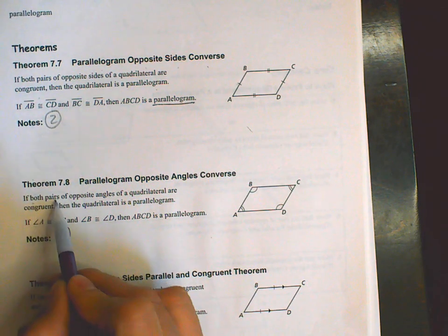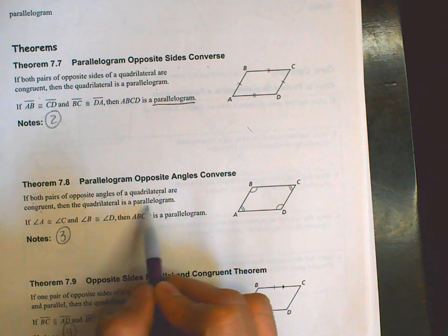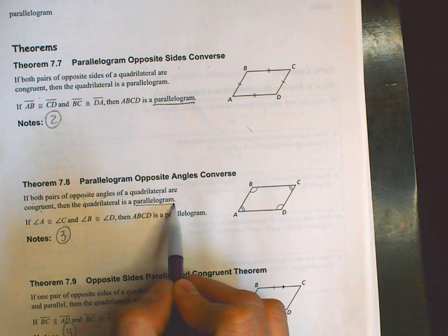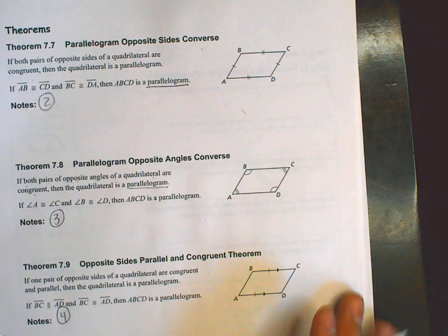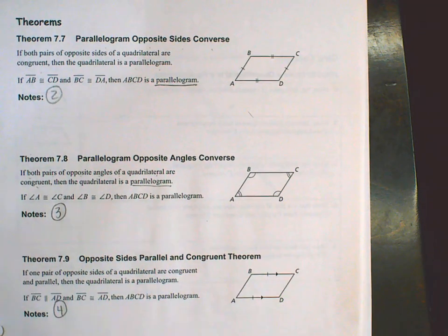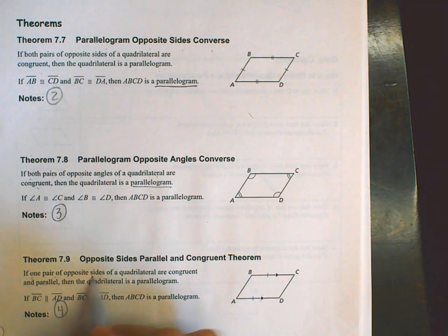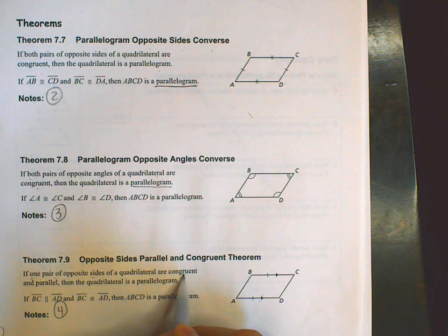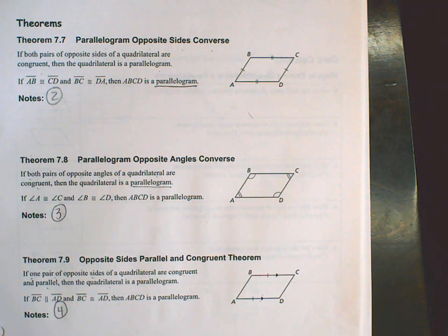If both pairs of opposite angles of a quadrilateral are congruent, then the quadrilateral is also a parallelogram. Okay, so then this one is not a converse theorem, but it's a new one. If one pair of opposite sides of a quadrilateral are both congruent and parallel, then the quadrilateral is a parallelogram.